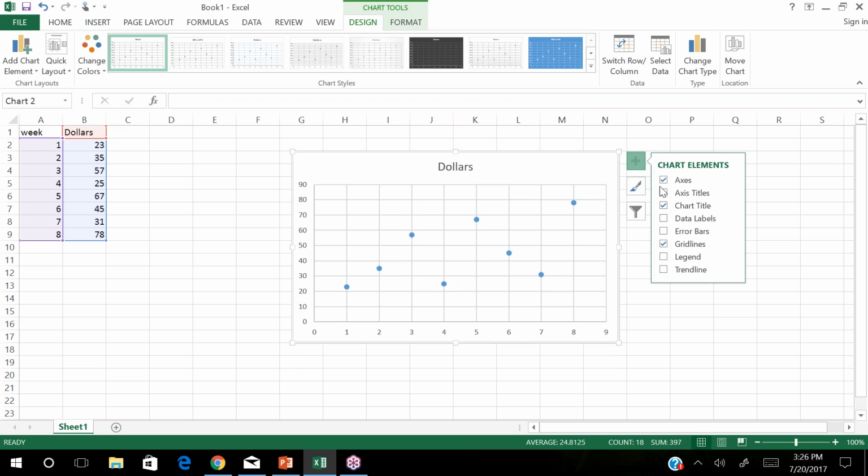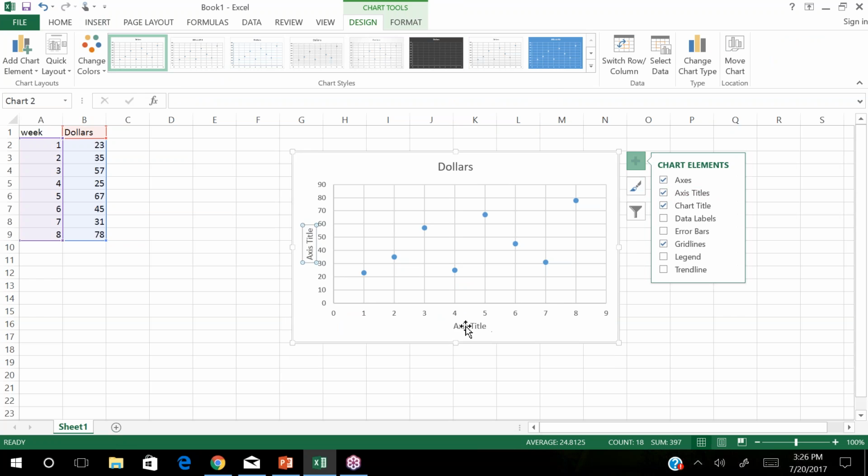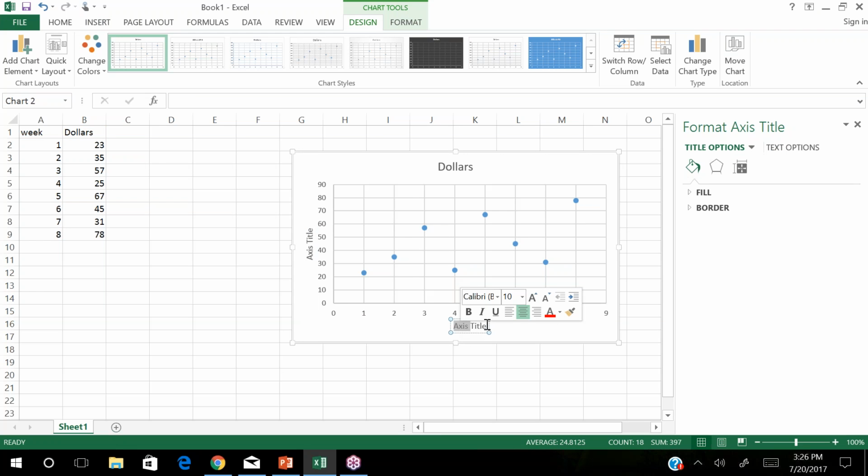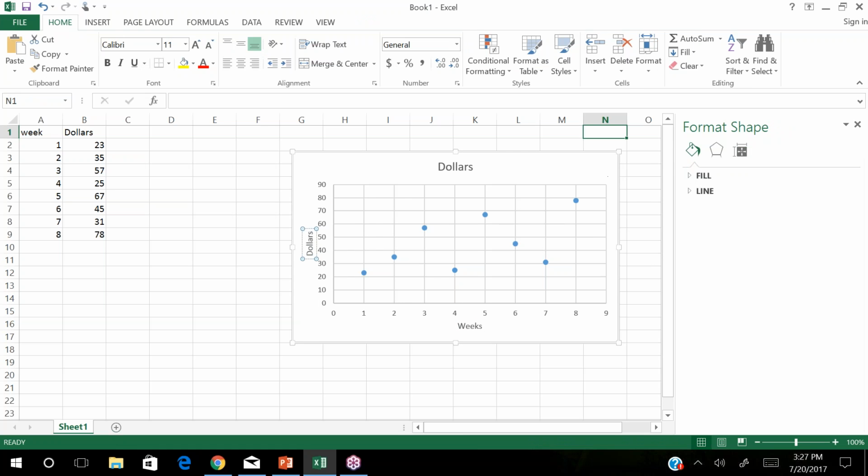Now, when I hit this plus sign over here, it allows me to add axis titles. So I can change this one down here to weeks, and over here, I put dollars. Because I think one of the things on your requirements is to have labels. You need to have labels on here. So then, if you look, I have a scatter plot, but I want a trend line.